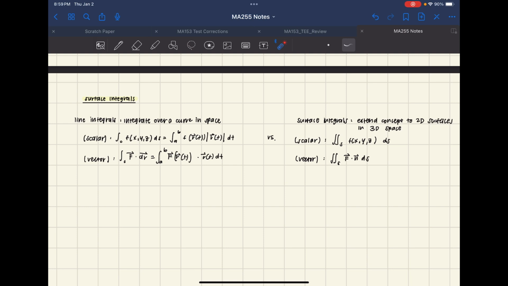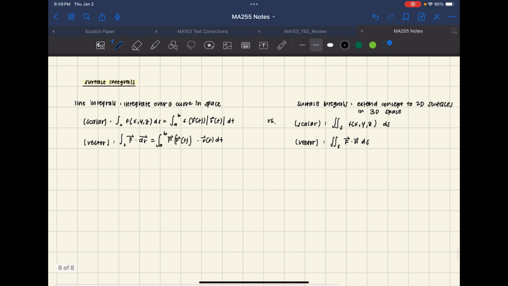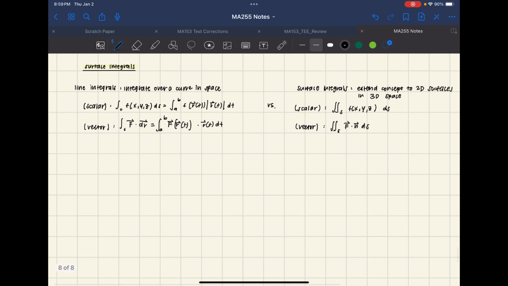So, conceptual differences: line integrals calculate values over a one-dimensional path, and surface integrals generalize this to a two-dimensional surface, which sums up the contributions over a curved or flat region. Okay, so before we get into it, we're going to do a little overview of the concept of surface integrals.